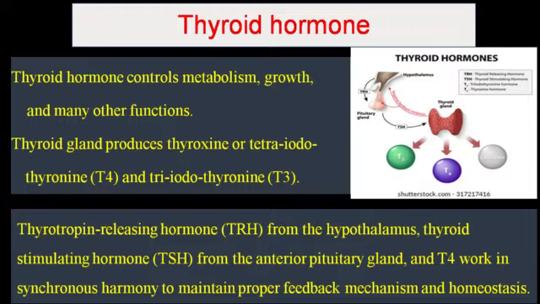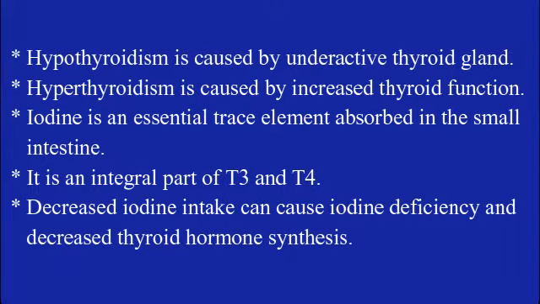In the picture, we can see the hormones being secreted by the hypothalamus, thyroid, and the pituitary gland and working in harmony. There are two conditions related to the function of the thyroid gland: one is hypothyroidism and another is hyperthyroidism. Hypothyroidism is caused by an underactive thyroid gland, while hyperthyroidism is caused by increased thyroid gland function.